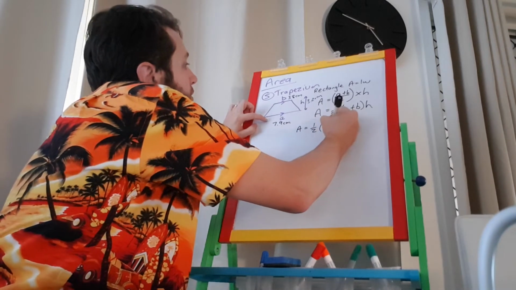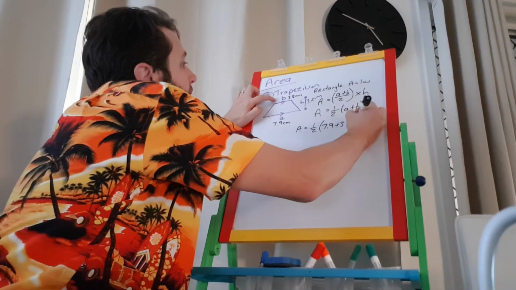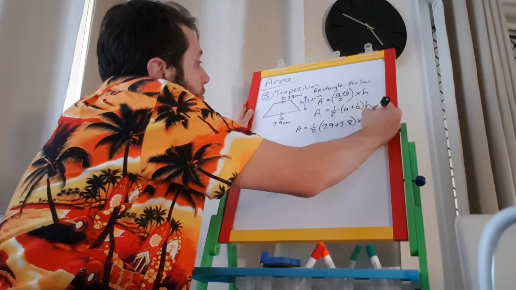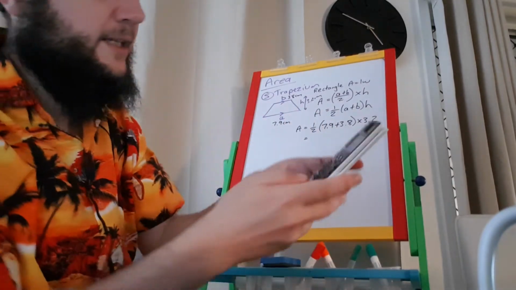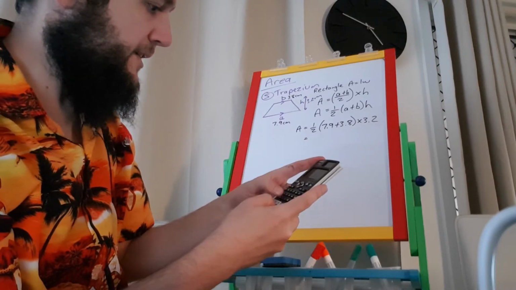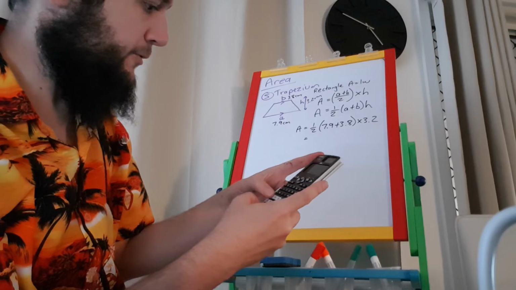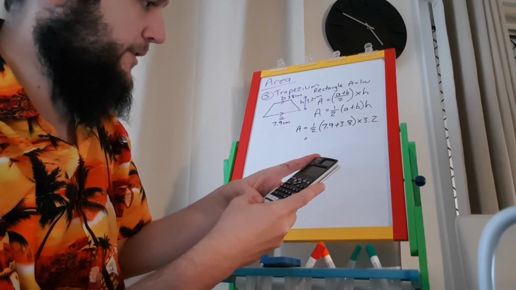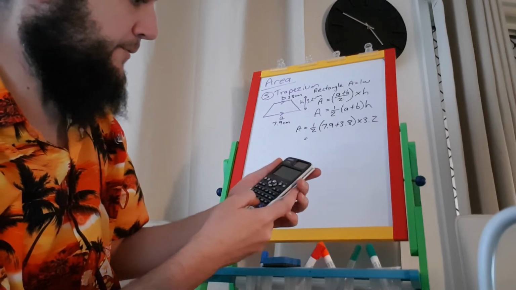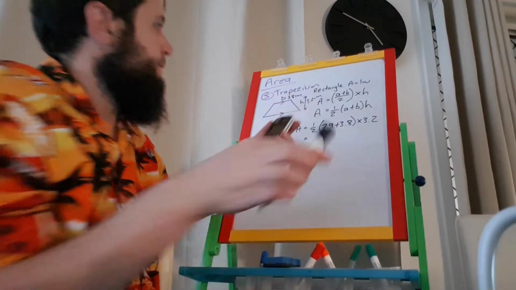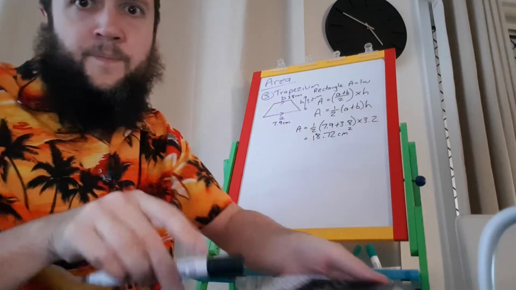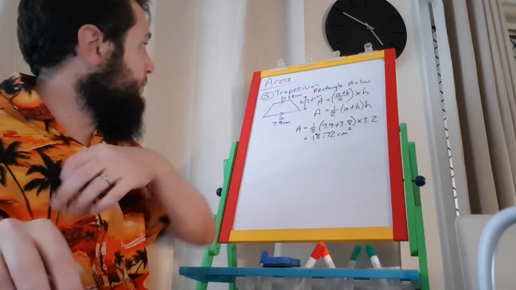A is 7.9, B is 3.8. Remember, where there's no symbol, it means multiply. The height is 3.2. That's a bit to put in the calculator, but we're going to do it. So we go 0.5 times, in brackets, 7.9 plus 3.8 times 3.2. Put it in our calculator, just checking I've written all that down right. And it gives us 18.72 centimetres squared. All right, that's object number 5.